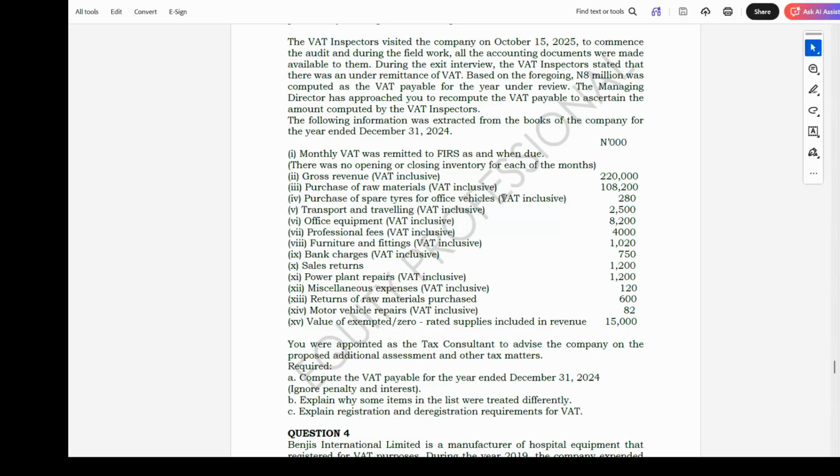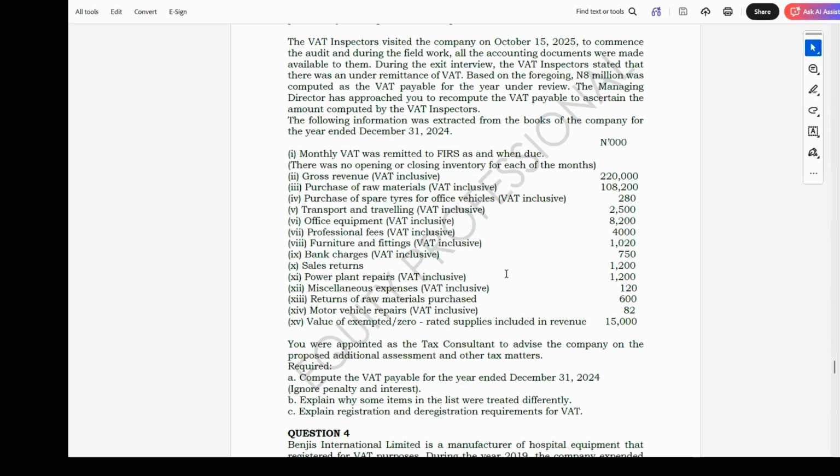Sales return, we have used that. Power plant repairs, capital expenditure. Okay, sorry, repairs are indirect. It's not going to form part of our input VAT. Miscellaneous expenses, indirect.